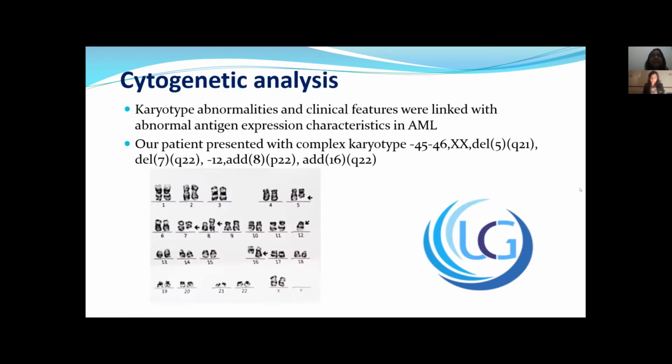Cytogenetic analysis. Karyotype abnormalities and clinical features were linked with abnormal antigen expression characterized in AML. Our patient presented with a complex karyotype. It is called complex because there is damage in more than 3 subsets of chromosomes. 45, 46, XX, deletion of 5q21, deletion of 7q22, minus 12, addition of 8p22, and addition of 16q22.